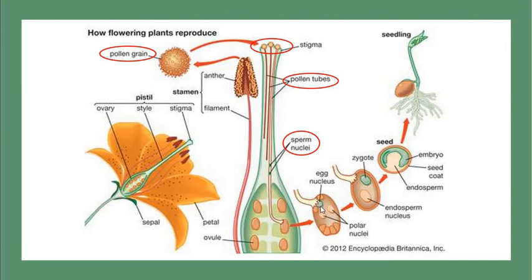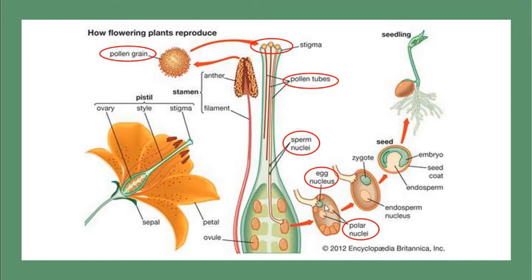Now, you can see right here, you have the egg nucleus. So this is the part inside the ovule that is officially the egg. But you can see also these are the things called polar nuclei, and those are formed in the process of cell division when the egg nucleus is formed.